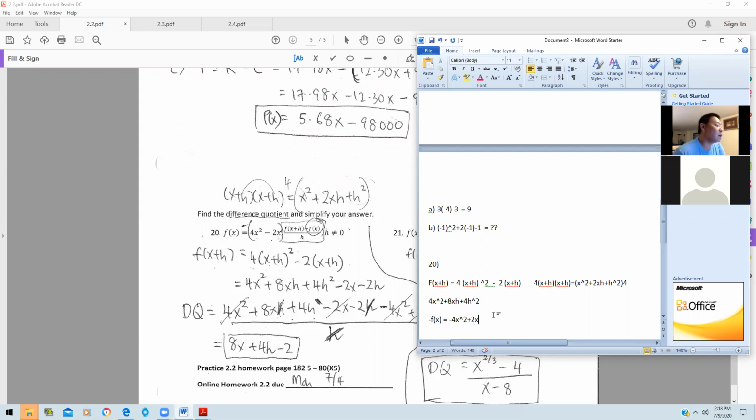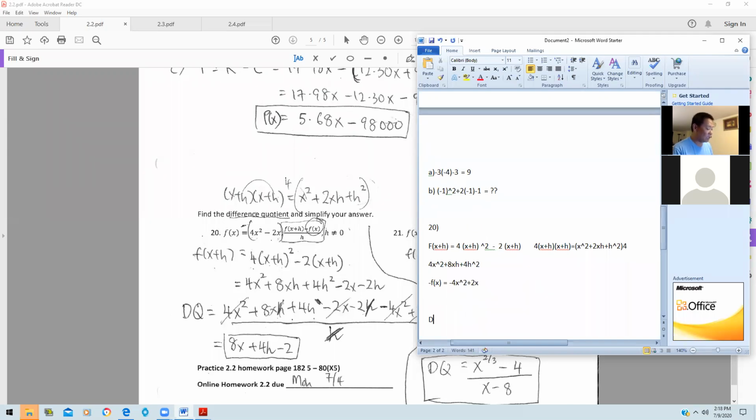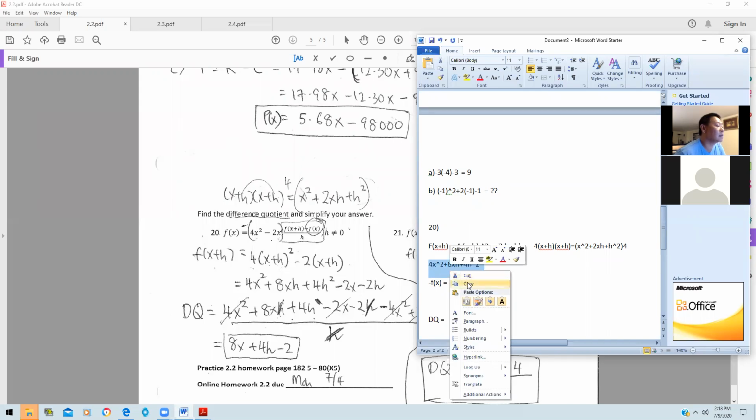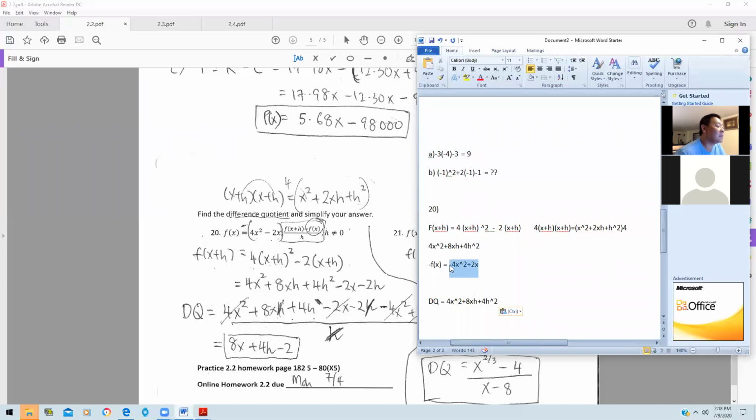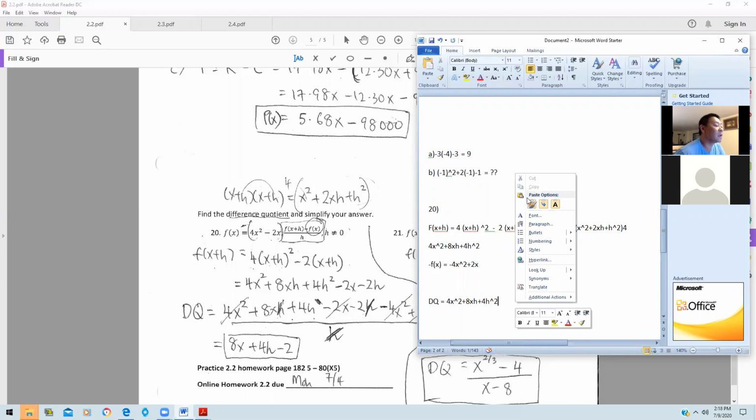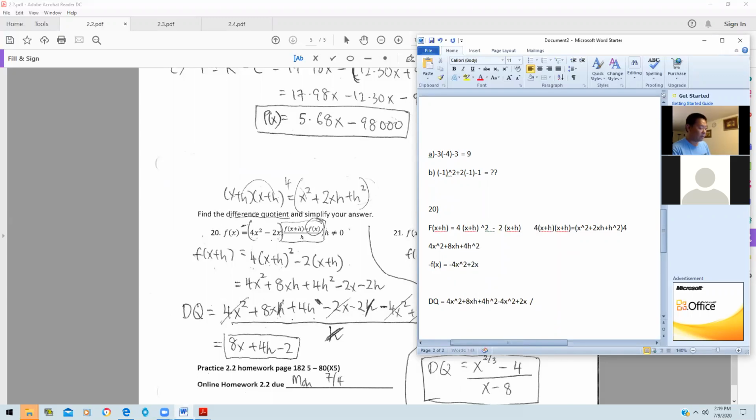Okay. So what is the difference of quotient says? The difference of quotient says that you take this. I'm going to copy and paste. And you take this and you add them together. And then you divide this by h.